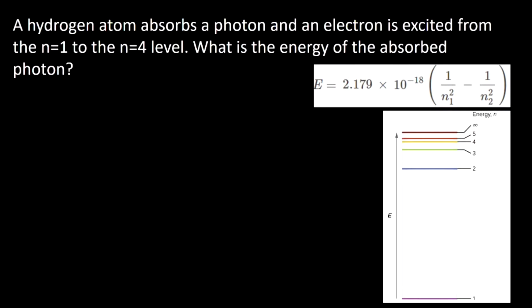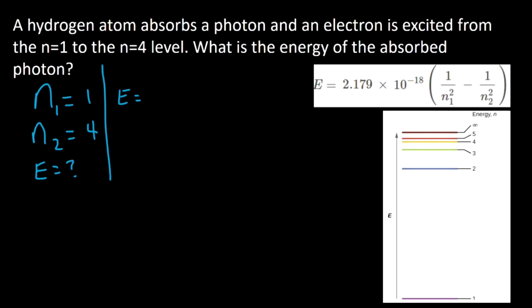This problem says a hydrogen atom absorbs a photon and an electron is excited from the n equals 1 to the n equals 4 level. Okay, so we know that our starting n is 1, our final n is 4, and now we're looking for, once again, our energy. Okay, well, let's go ahead and plug that into our equation.